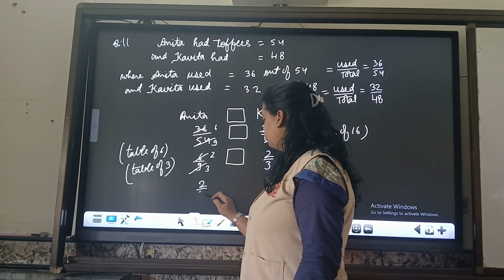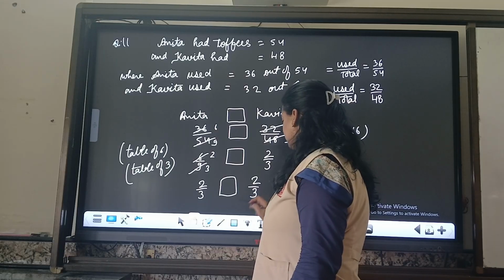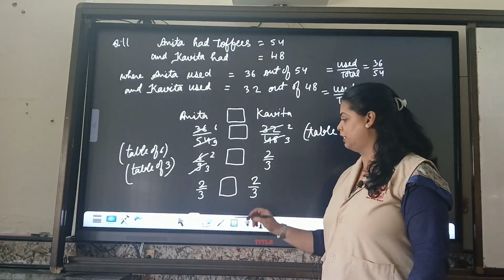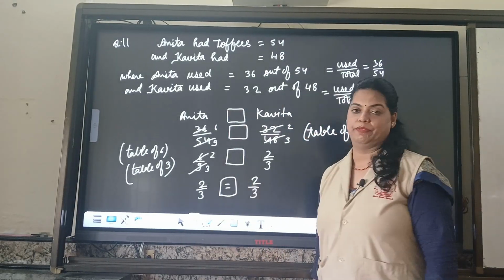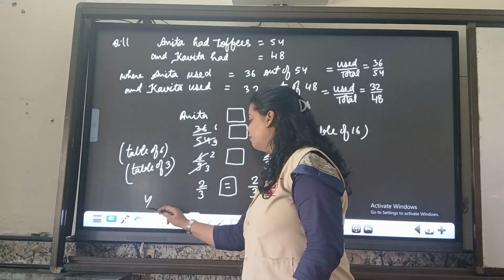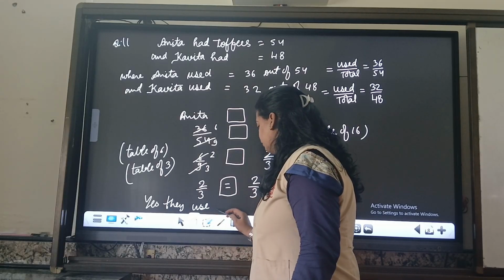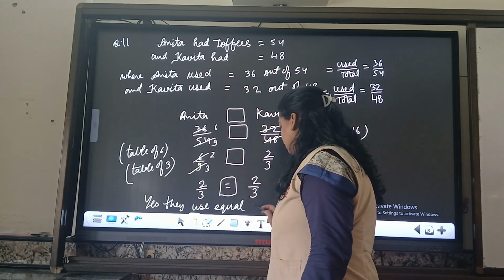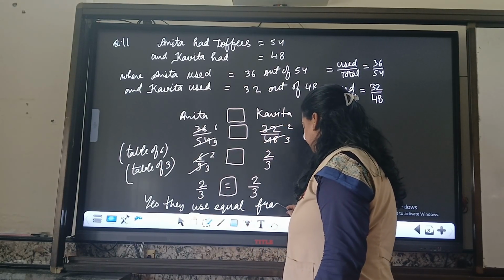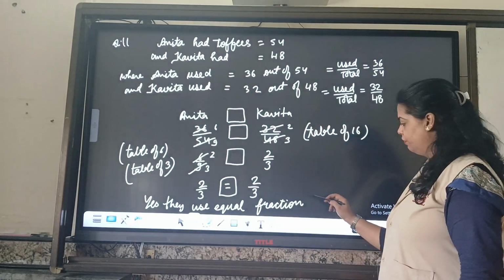So both girls have used an equal fraction of the toffees that they distributed on their birthday. So I will put an equal sign. So what are we going to write? Yes, they used an equal fraction of their toffees.